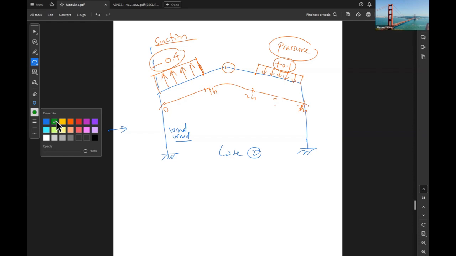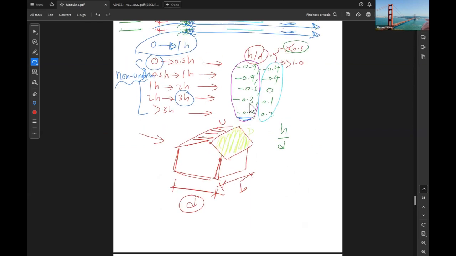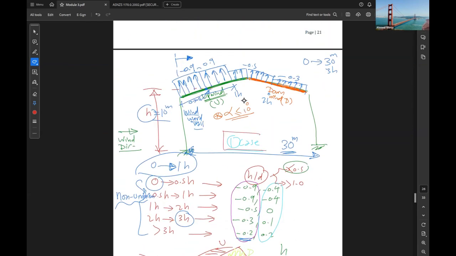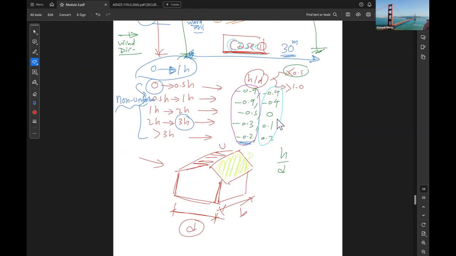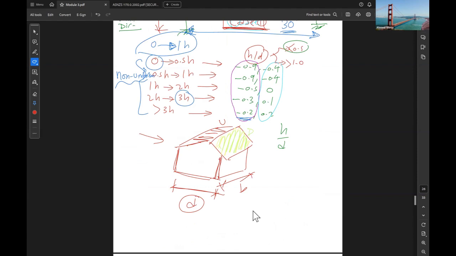Here again, as a reminder, this is the upwind part, and this is the downwind part of the roof. Okay, so for the roof, we have two cases. Case number 1 and case number 2. Case number 1 was the first set of parameters. Case number 2 was the second set of parameters.